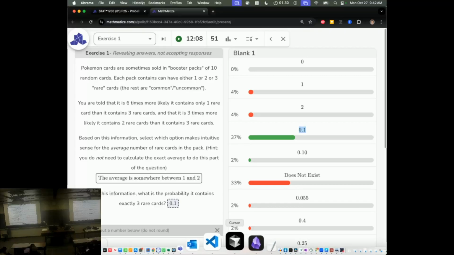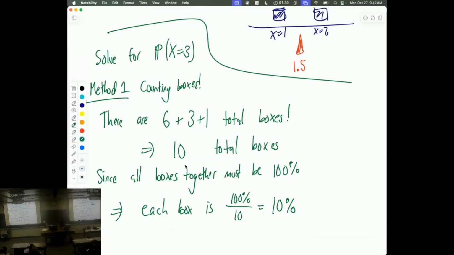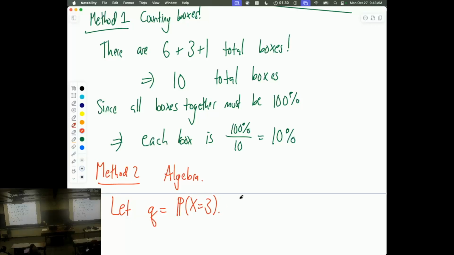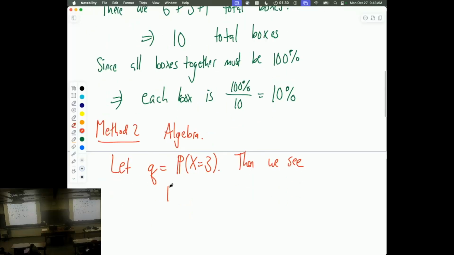I will say, in addition to doing it the counting way, you can also do it with algebra. That will do the same thing. And the algebra is really a fancy version of the counting boxes. This is algebra. So I don't know, what should we call it? Let's call it Q. We've used Q for probabilities. Let Q equal the probability that x equals 3. Then we see the probability x equals 1 is 6Q, and the probability x equals 2 is 3Q.